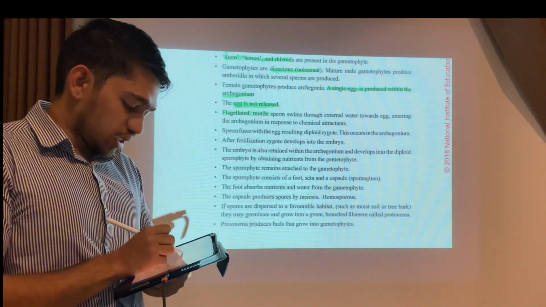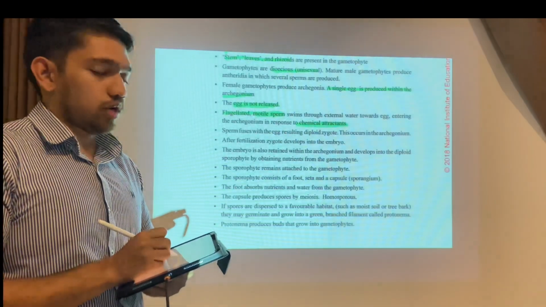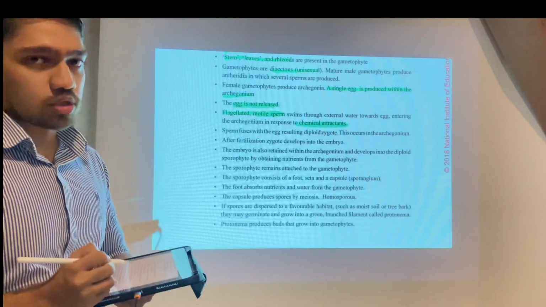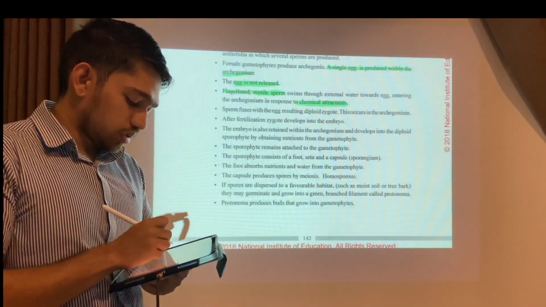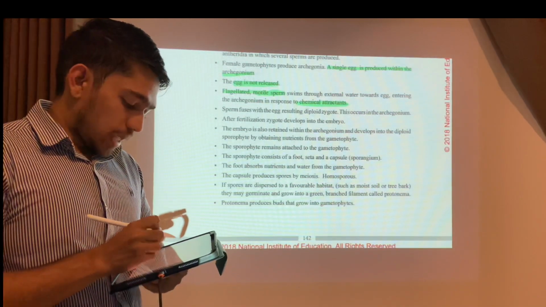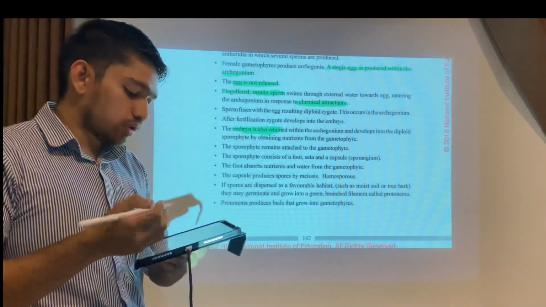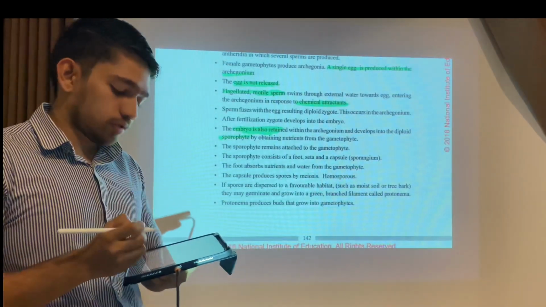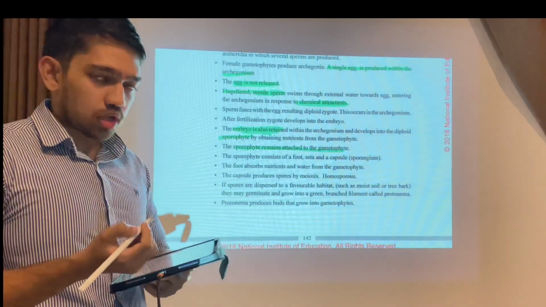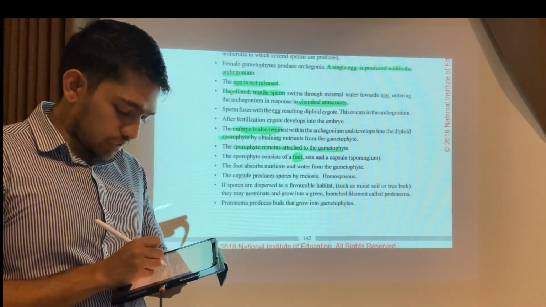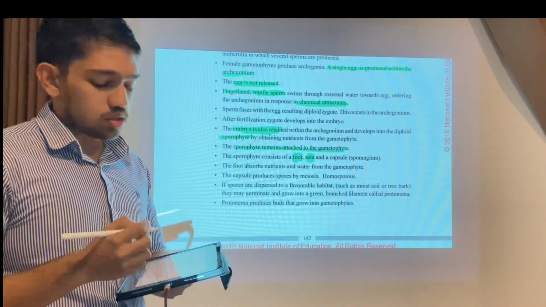The sperms are flagellated and motile, entering the archegonium in response to chemical attractants. That is what I mentioned earlier, the process known as chemotaxis. So within the archegonium, fertilization happens. The embryo arising from the zygote is also retained, and it is going to develop into the sporophyte. The sporophyte remains attached to the gametophyte through the foot. The seta is the connection between the foot and the capsule. The capsule is the sporangium.